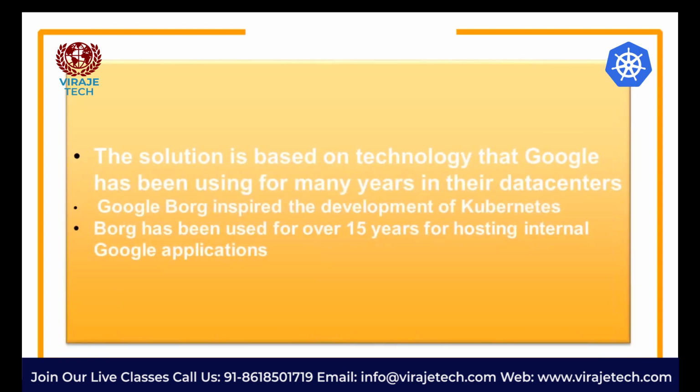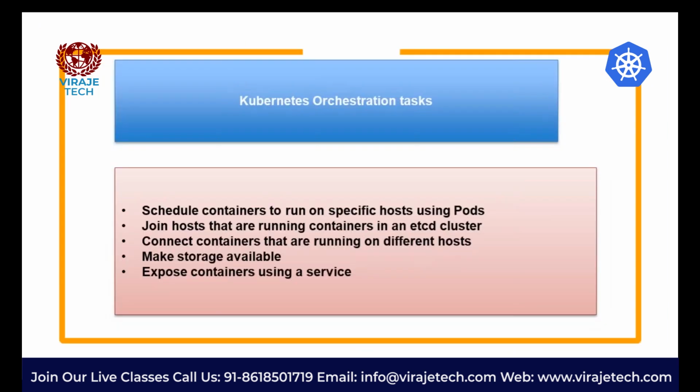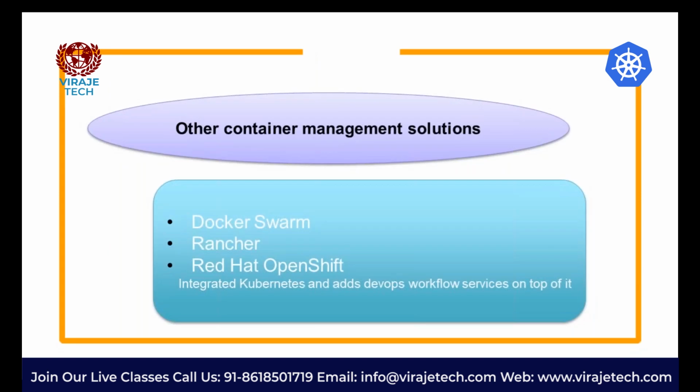Earlier, Google was using this in their data centers. The Kubernetes orchestration tasks are to schedule the containers to run on a specific host using pods, join the hosts that are running containers in an etcd cluster, connect the containers that are running on different hosts, make storage available, and expose the container using a service. There are other container management solutions like Docker Swarm, Rancher, and Red Hat OpenShift.